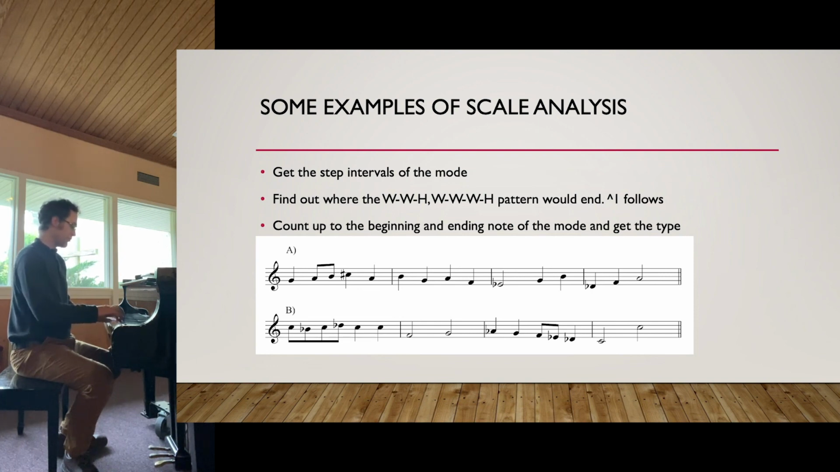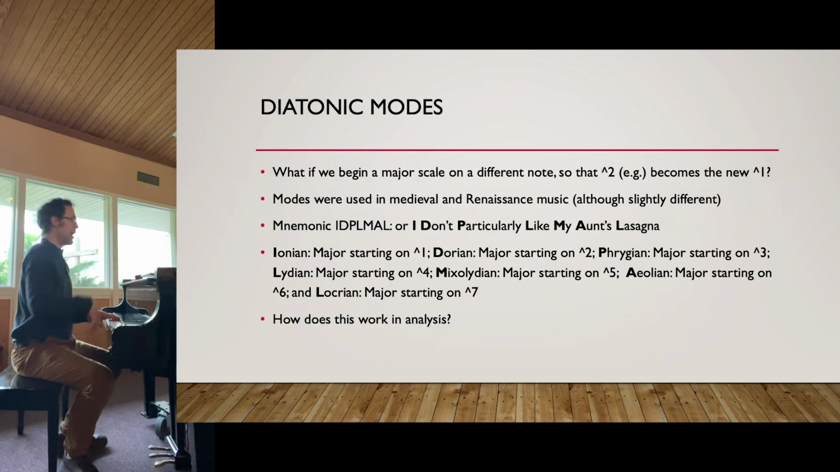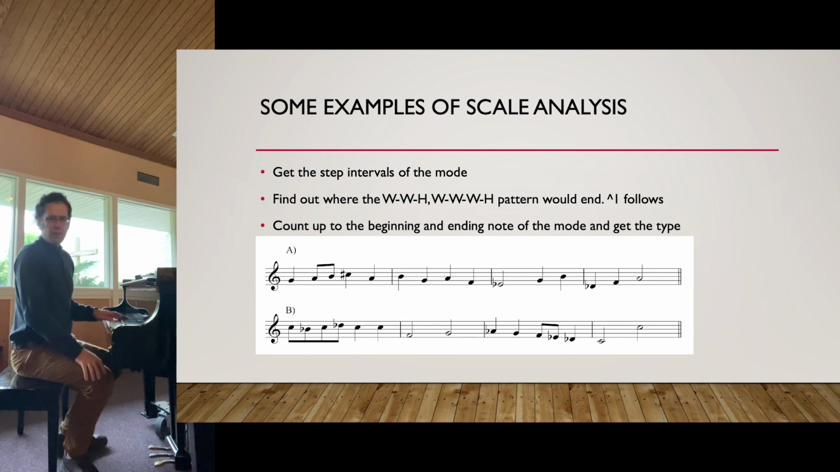So let's see here. We have three whole steps. Okay, so there is our scale degree 1. So we started on 1, 2, 3. Then I go back to our mnemonic, I D P L M A L. And so it's not Ionian, it's not Dorian, it's Phrygian. Okay? So letter B here, the second scale I played, would be analyzed in C Phrygian. We would not say A flat Phrygian, we'd say C Phrygian. It's the new scale degree 1.